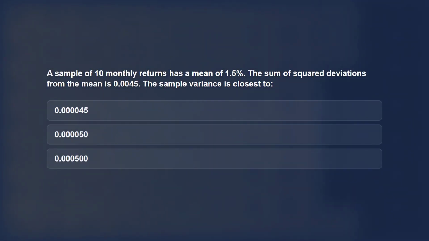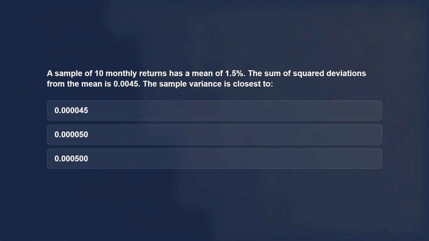Next question. A sample of 10 monthly returns has a sum of squared deviations from the mean of 0.0045. The sample variance is closest to A. 0.000045, B. 0.00005, C. 0.0005.